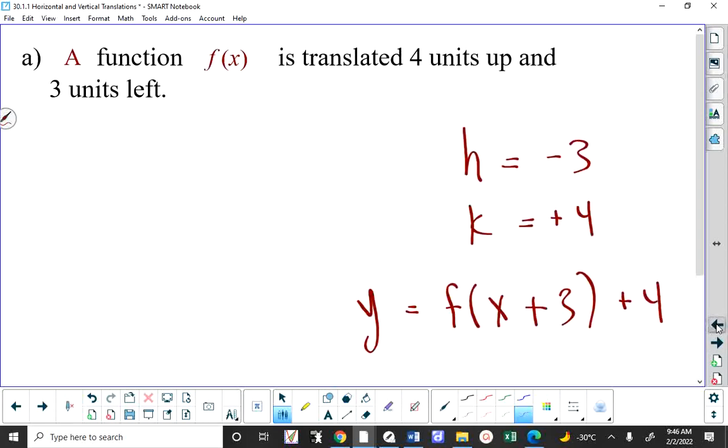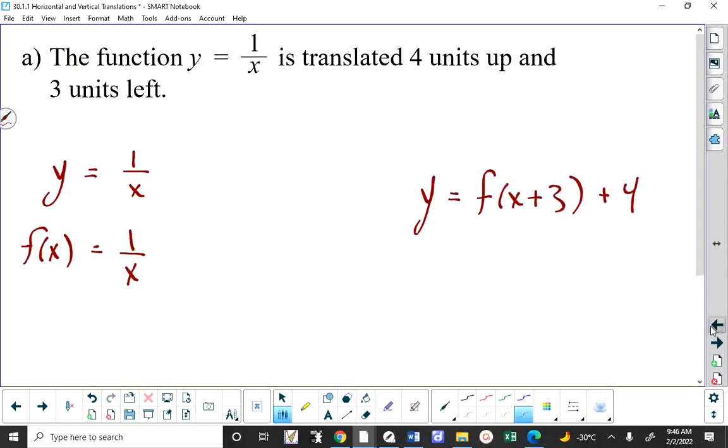Now I'm going to review some stuff about function notation.